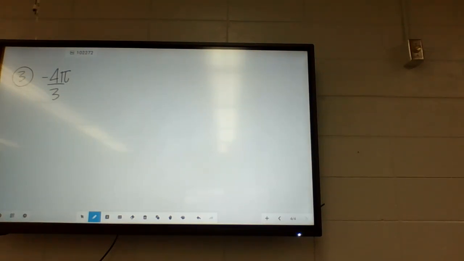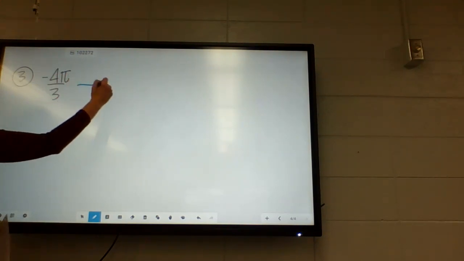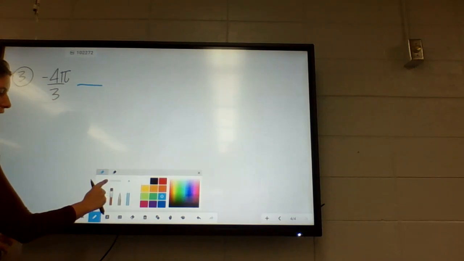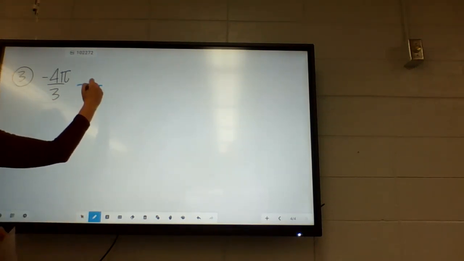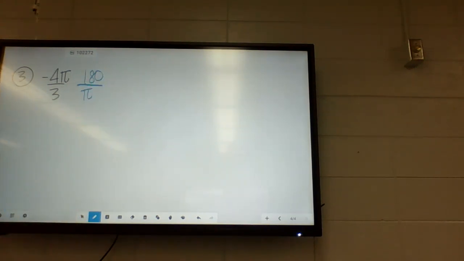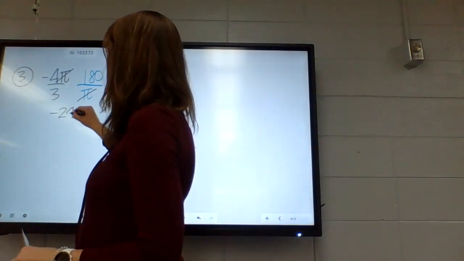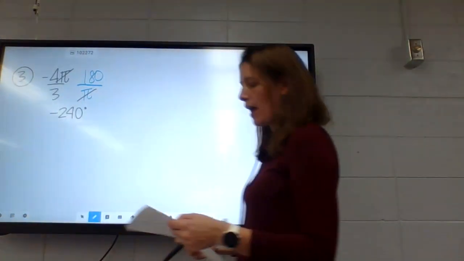Okay. So guys, we're switching this to degrees. It's currently in radians, so we want to switch to degrees. The way I remember is I want to get that pi out of there, so I'm going to multiply by 180 over pi. The pi's will cancel. Essentially all we're doing is multiplying -4 times 180 and dividing it by 3. So that's how we get -240. And then we have to write degrees for that.